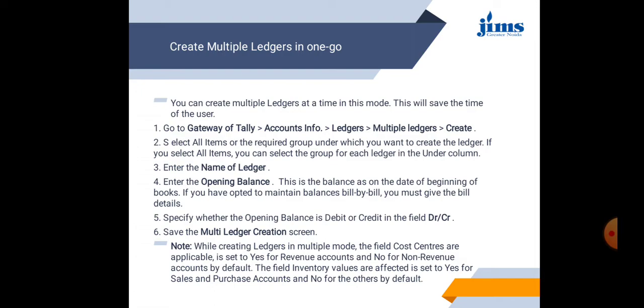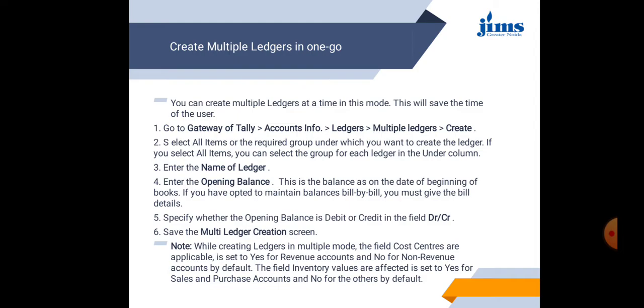If you want to create multiple ledgers in one go, as when there is a group of ledgers which need to be created under the indirect incomes or indirect expenses, then we can use multiple ledger creation, choose the category under indirect expenses or incomes, and accordingly create a number of ledgers together. So you can create multiple ledgers at a time in this mode, and this will save the user's time.